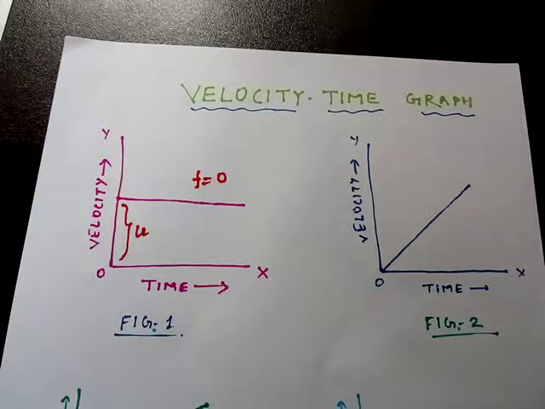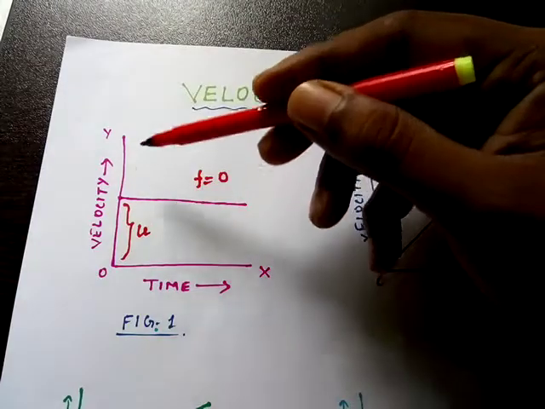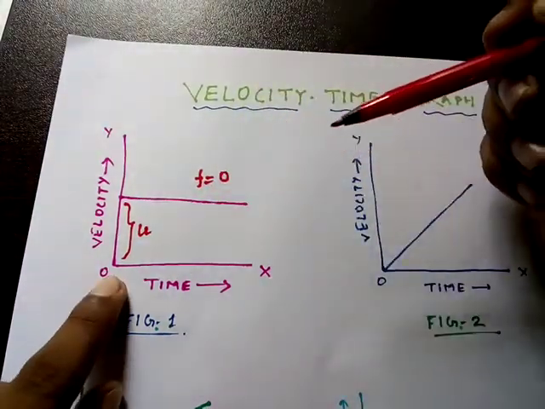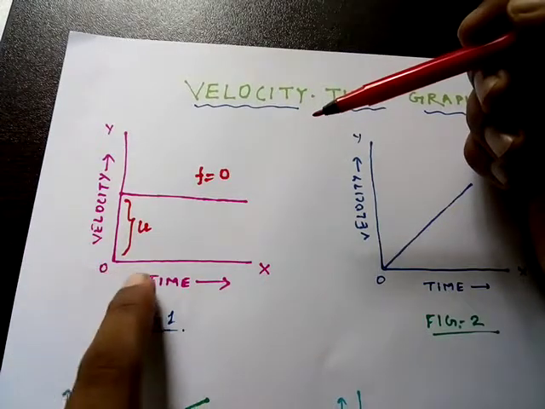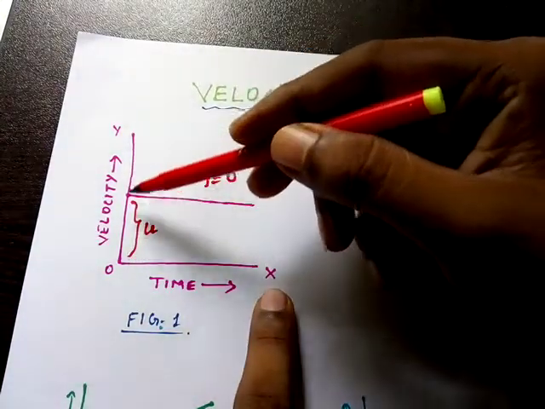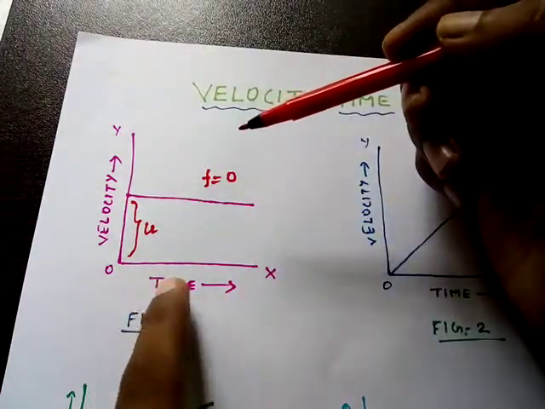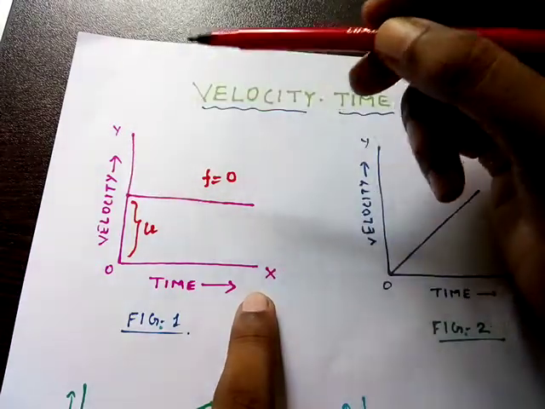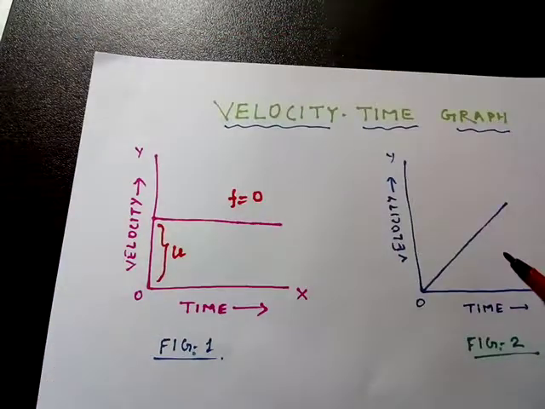So let's start. First of all, we draw two horizontal and vertical lines cutting each other at the point O. I'm supposing this horizontal line is the x-axis and this vertical line is the y-axis. Now time is plotted along the x-axis and velocity is plotted along the y-axis.